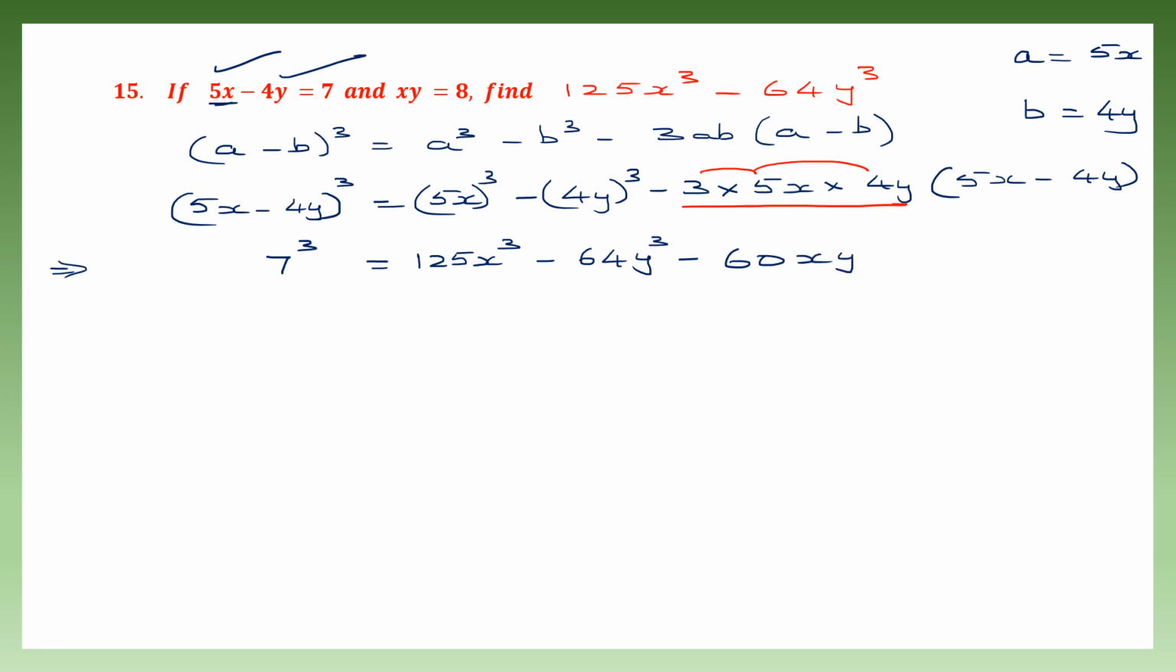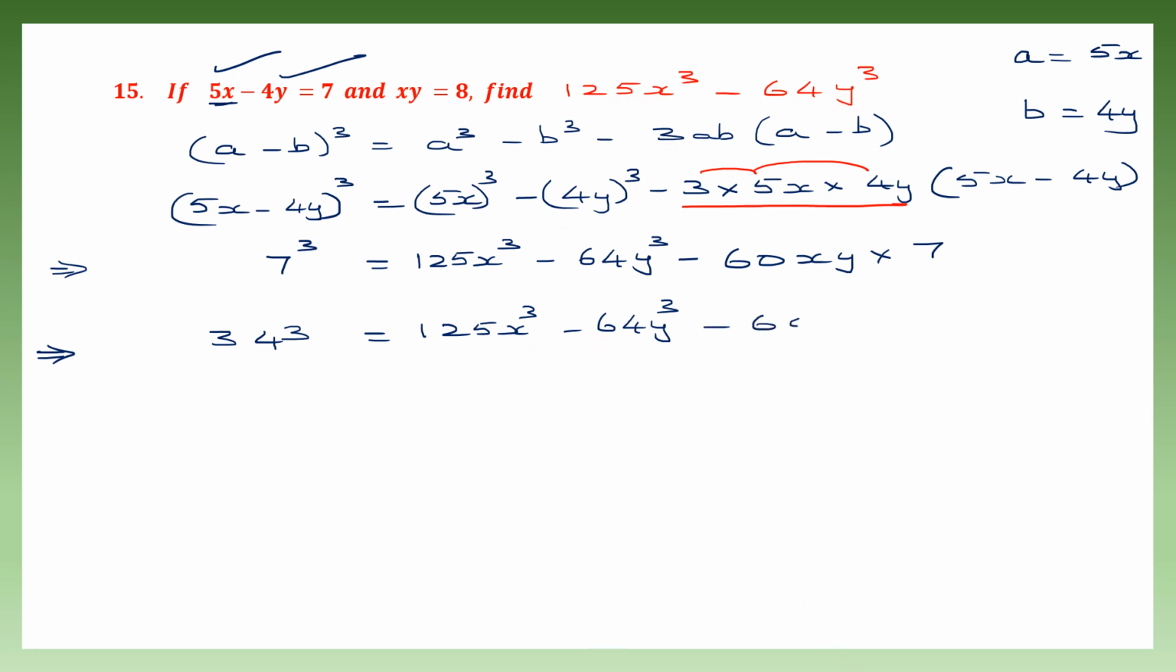And what do we have here? We have 5x minus 4y, which is already given to us. 5x minus 4y is equal to 7. So into 7. So now here what do we have? 7 sevens are 49, and 49 into 7 is 343. 7 cube is 343. So this is 125x cube minus 64y cube. As you can see, this is there in the question. This is what we have to find out. So we've reached that part.